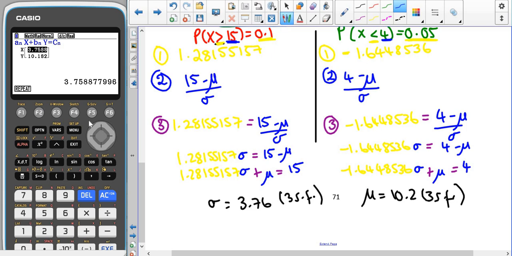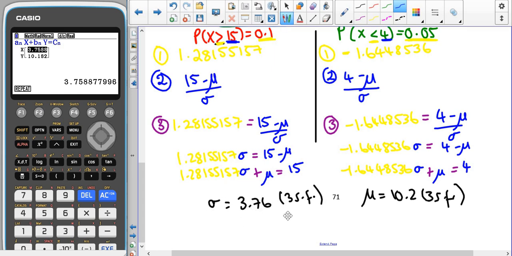And when we put that into our calculator, remember that we're only writing in the numbers before the symbol. So 1.28155157, 1, 15, and then minus 1.6448536, 1, 4. And we end up with these two values here. Because our sigma is first in both of our equations, our sigma is the first answer here, and the mu is the second answer.